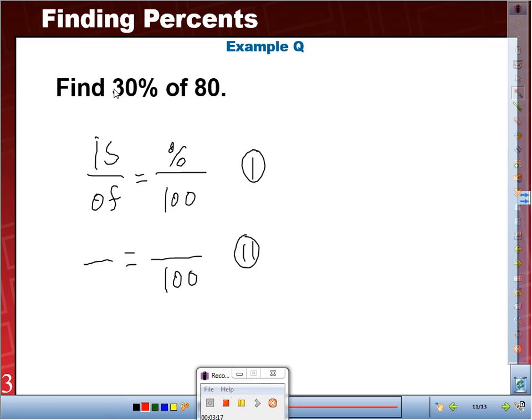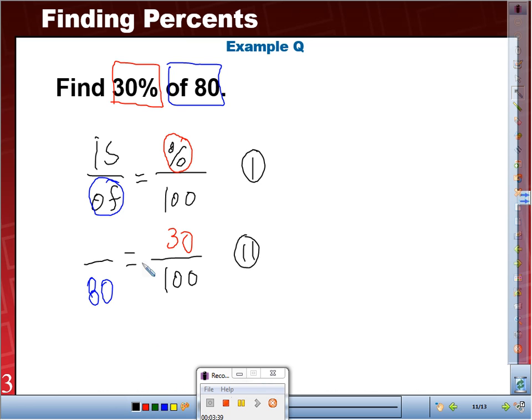So let's see. This is 30%. Where do the percents go according to this? On top of the 100. You see the percent here? So it should go right there. Next, this is of 80. Where's the of? Down here. So therefore the 80 goes down here. Which is the only thing that they don't give me? The is. So that one would be our x. Remember this? From there, we just do cross multiplication and solve.